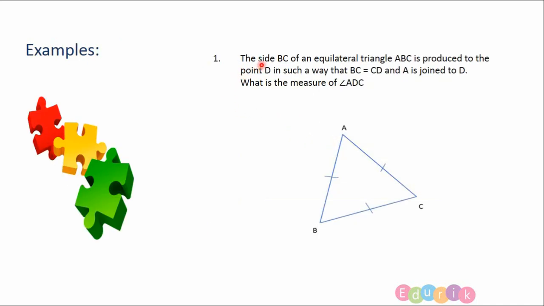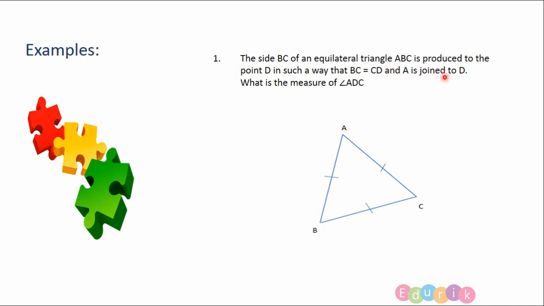The first question we have got here is that there is a triangle ABC, which is an equilateral triangle. Now we produce the side BC of this triangle to a point D. So we are extending this side BC to any point D in such a way that BC equals CD. Now this side can be produced or extended in any direction. We can extend it in this direction or we can extend it in this direction. Now look at this statement, BC equals CD. So BC and CD, that means we are extending it in this direction.